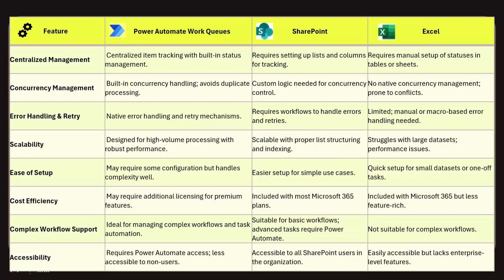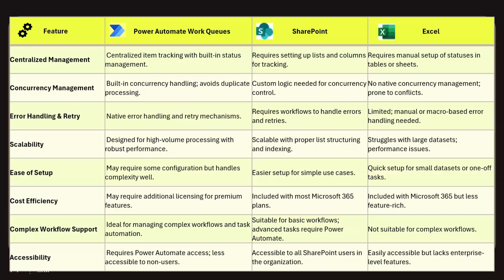So this feature is actually built into the work queue. It's the feature of atomic operations, where things happen very fast and the status changes very quickly, so that no other bot will pick up the same work queue item. It prevents that. But at the same time, for SharePoint or Excel, we require custom logic for that feature, which is quite difficult.